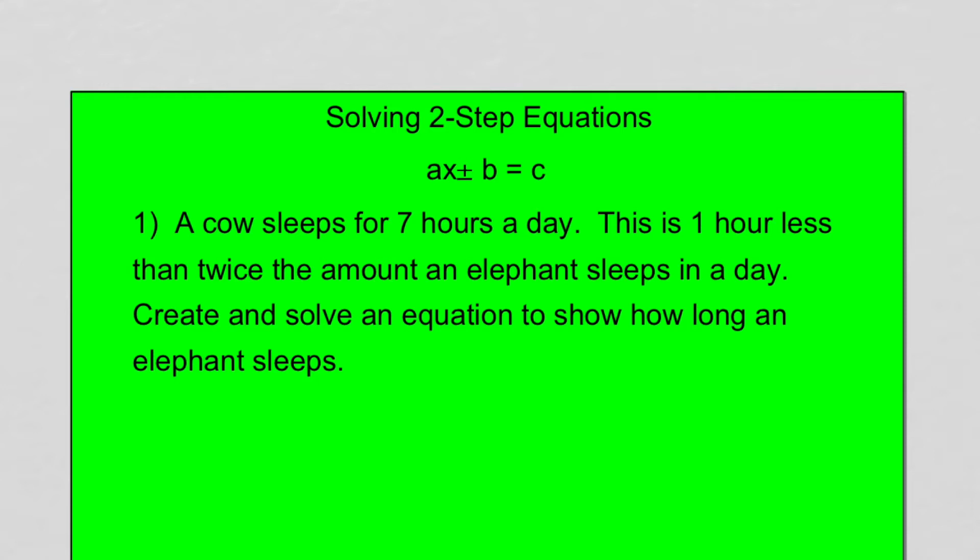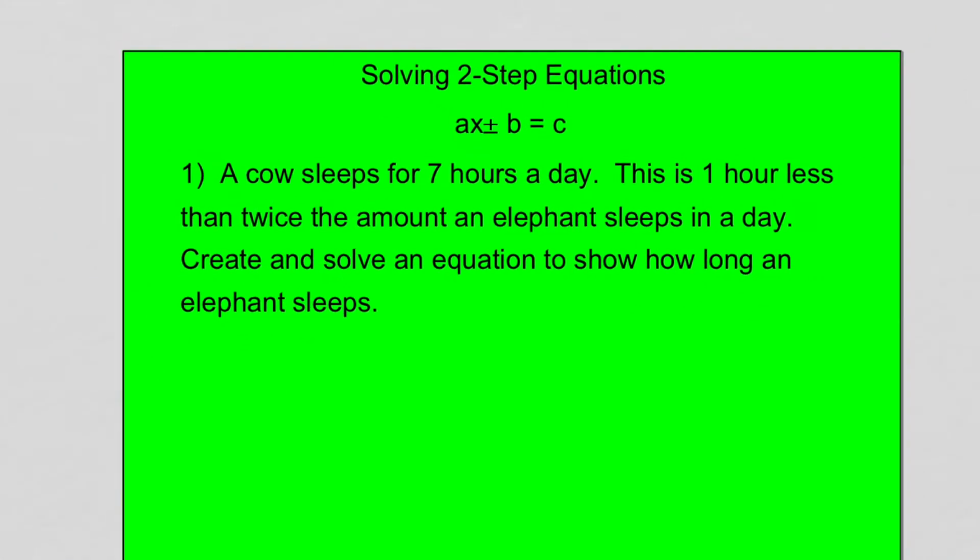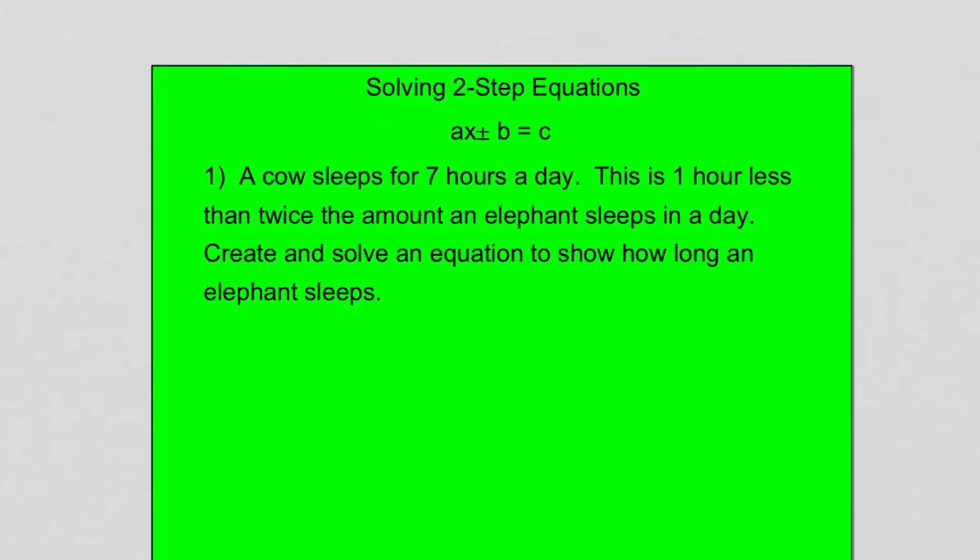I'd like to start off with a little word problem today. A cow sleeps for 7 hours a day. Ooh, and I like 7 hours of sleep a day. This is 1 hour less than twice the amount an elephant sleeps in a day. Create and solve an equation to show how long an elephant sleeps.